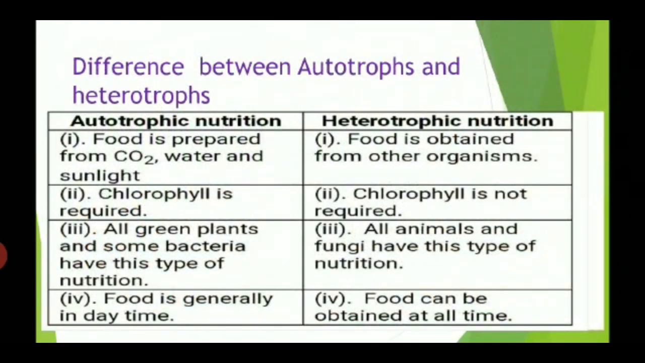Now children, let us see the difference between autotrophs and heterotrophs. Autotrophs are able to prepare their own food because they contain chlorophyll, but heterotrophs are not able to prepare their own food because they do not contain chlorophyll. So children, here are the differences between autotrophs and heterotrophs. You need to read it properly and write in your notebook.